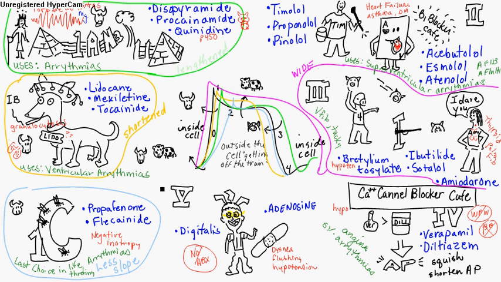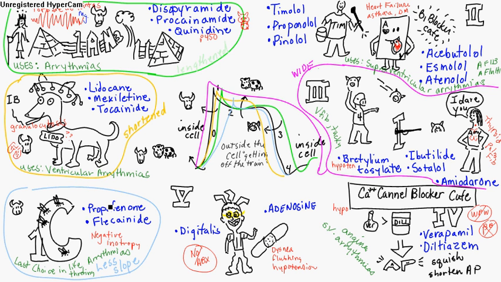Okay, here are the antiarrhythmic drugs. Very complicated, lots of information. Let's see how fast we can get through it. Right in the center, you've got the cardiac action potential. The black is the normal, and we've got it color coordinated with all the different classes of the antiarrhythmics.